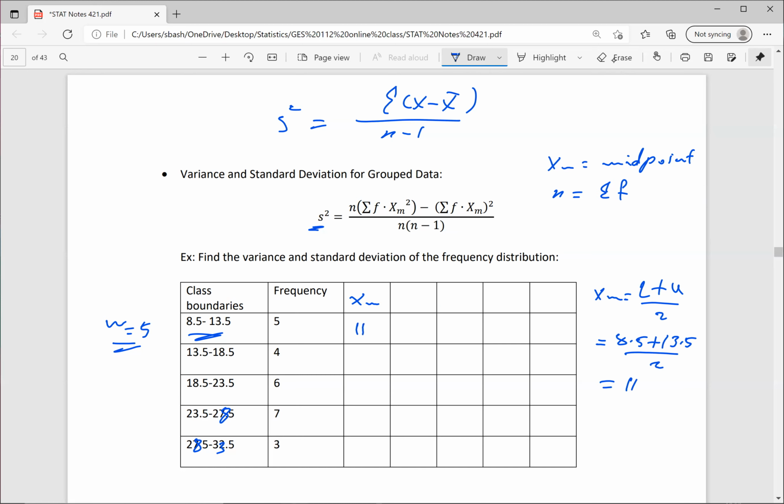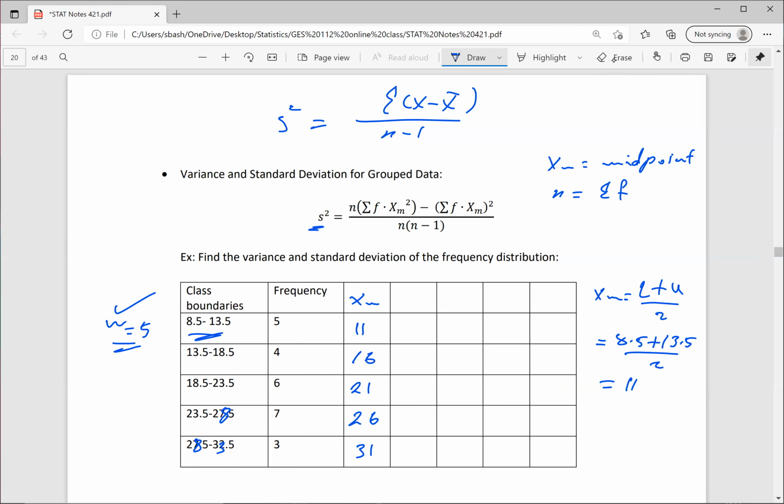For the second one, we can do the same thing: lower boundary plus the upper boundary divided by 2. Or I will just add the class width to the first midpoint. So 11 plus 5 will give me 16, plus 5 is 21, plus 5 is 26, plus 5 will be 31.